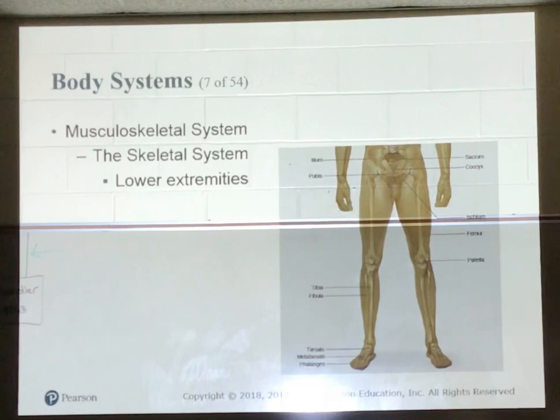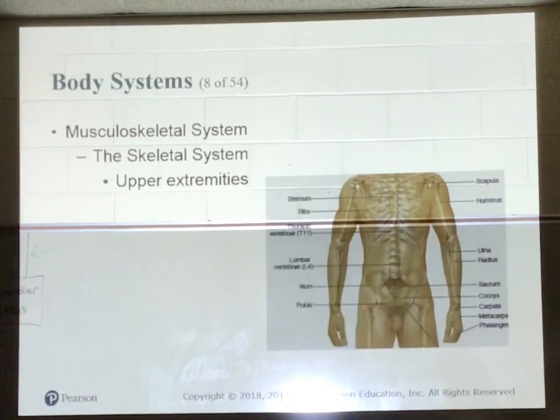All right, the lower extremities. This is your hips to your toes. Femurs form a joint with the pelvis at the acetabulum. The knee joint is protected by the patella. The lower leg bones are the tibia and the fibula. Tarsals and metatarsals make up the foot and the toes.